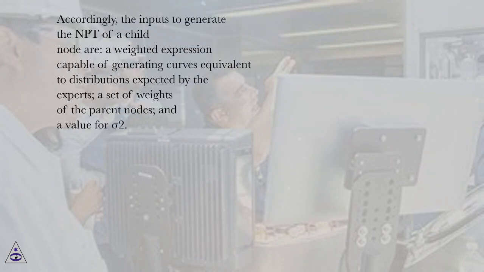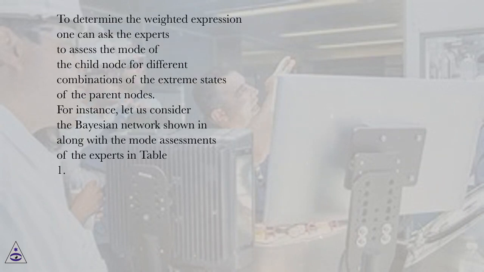Accordingly, the inputs to generate the NPT of a child node are a weighted expression capable of generating curves equivalent to distributions expected by the experts, a set of weights of the parent nodes, and a value for sigma 2. To determine the weighted expression, one can ask the experts to assess the mode of the child node for different combinations of the extreme states of the parent nodes.